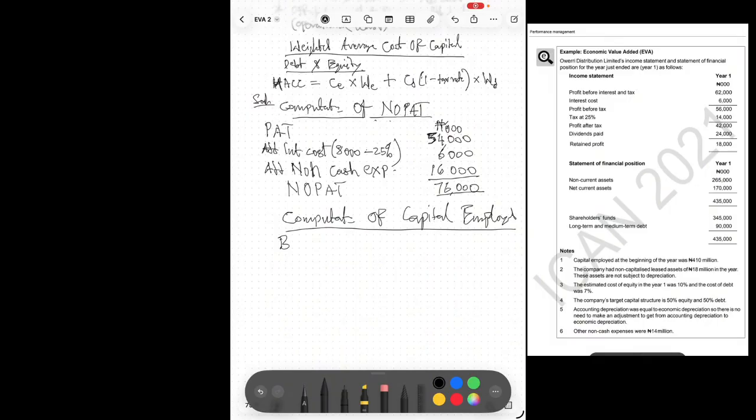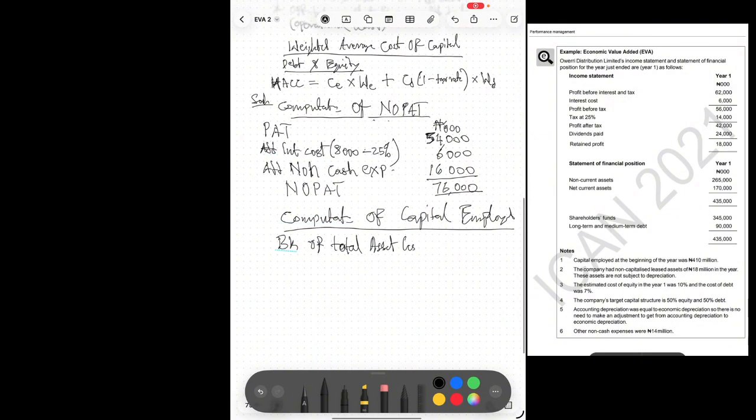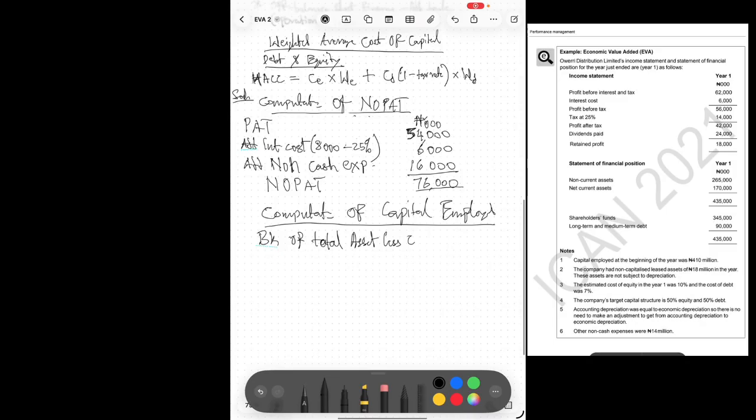But in this question, we can look at it from the point of view of the book value of total assets less current liability. We are given this in the question. You can see it in the additional information: total assets less current liability is 435,000.